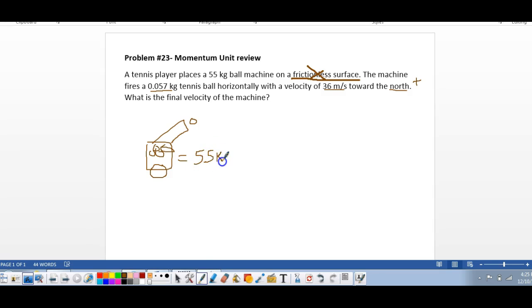We know that. And we know this tennis ball is equal to 0.057 kilograms. Pretty small. They're pretty light. It's pretty normal. And then we know the velocity of this one is going to be 36 meters per second. Okay, so how do we use this information to solve for something we don't know, or to solve this final velocity of the machine?